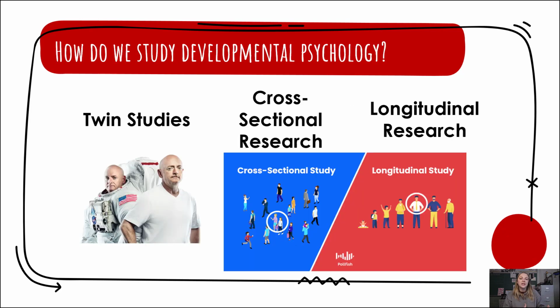So how do we study developmental psychology? The first and foremost way that we have kind of looked at the different parts of developmental psychology is through the use of twin studies. Now, before we get into what twin studies are, let's talk about the difference between the types of twins that we have. The first are identical twins, or monozygotic twins, or MZ twins.